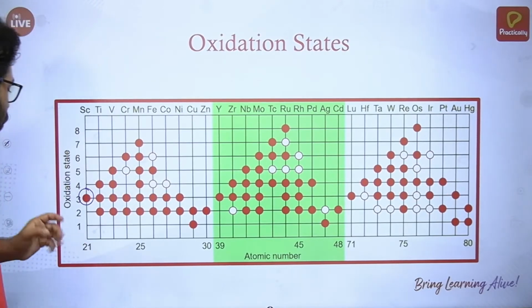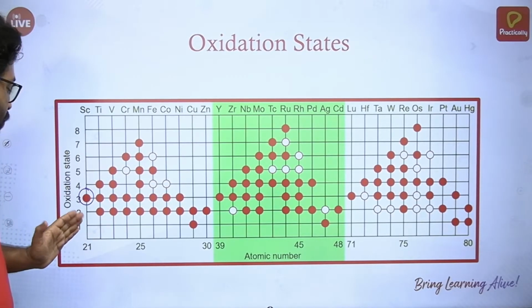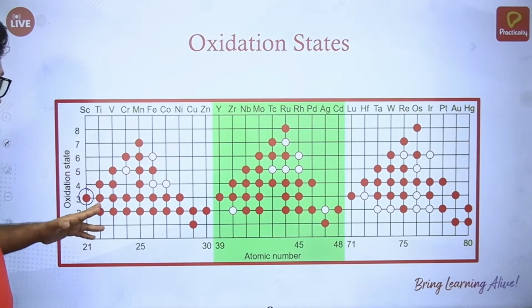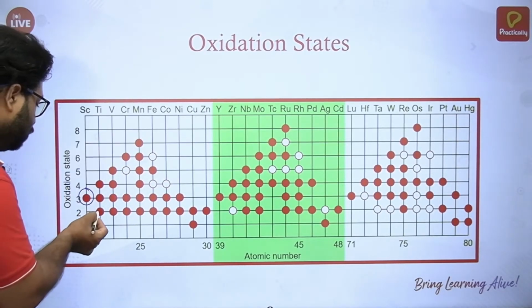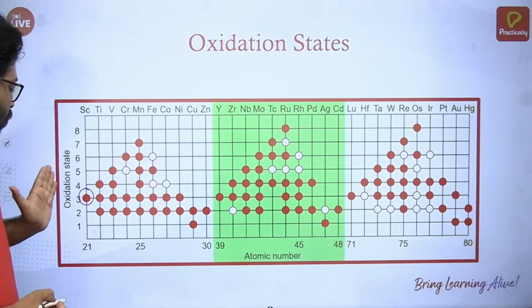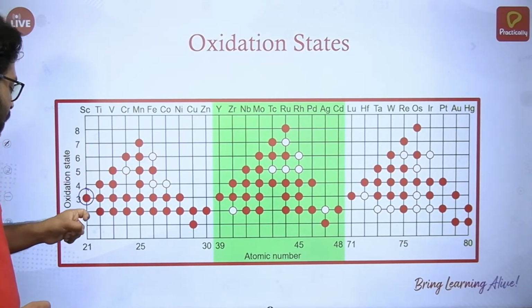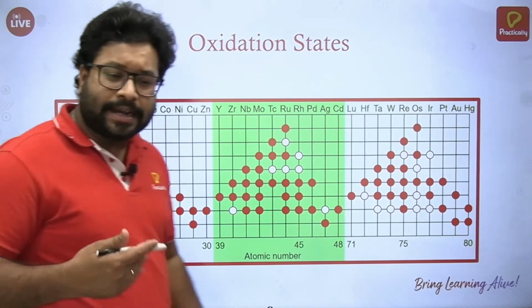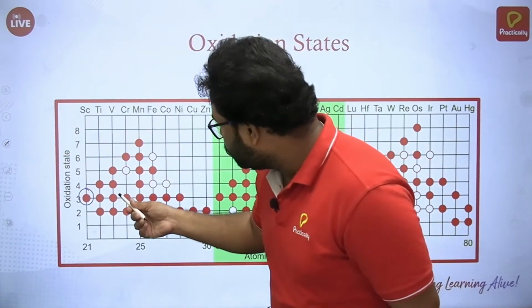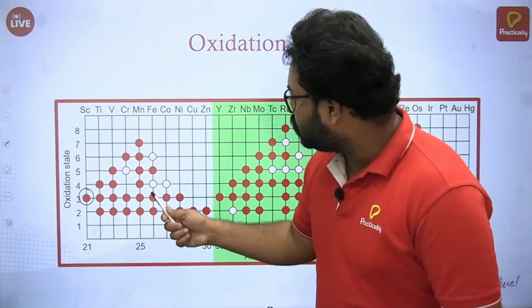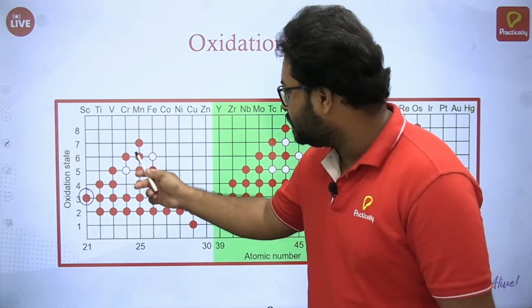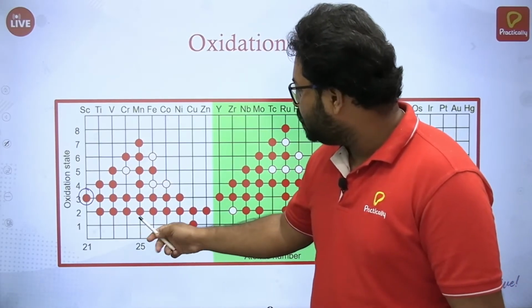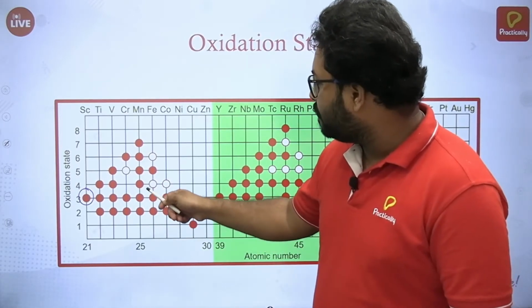When you go from scandium to titanium, you can see there are 3 valencies: 2, 3, 4. When you go to vanadium, the oxidation states that it shows are 2, 3, 4, 5. When you go to chromium, you see the oxidation states 2, 3, 4, 5, 6. When you go to manganese, you see the oxidation states 2, 3, 4, 5, 6, 7.